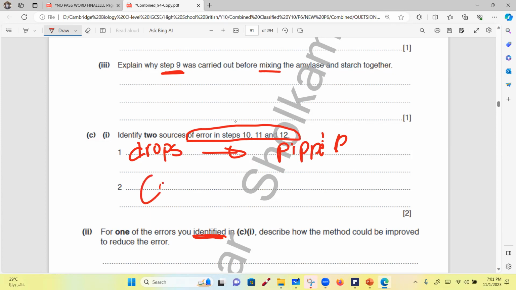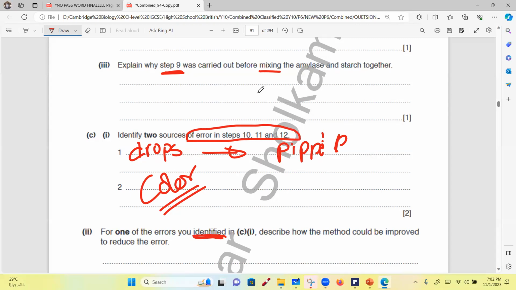Color, please. Color is the easiest error. Any investigation that involves color change, color is an error. How do you improve it? How do you modify? Colorimeter. Use a white background, colorimeter, repeat, okay?